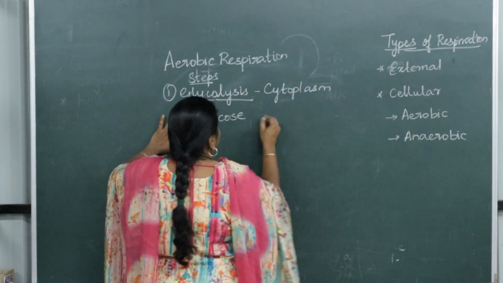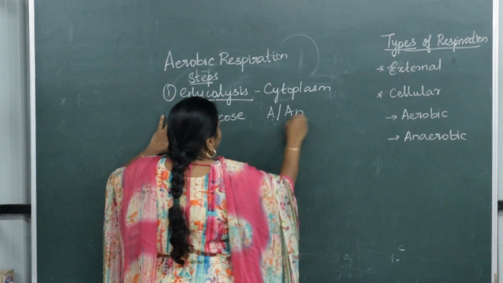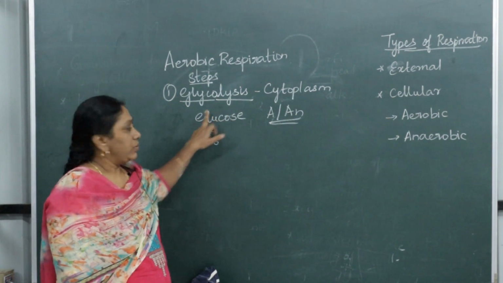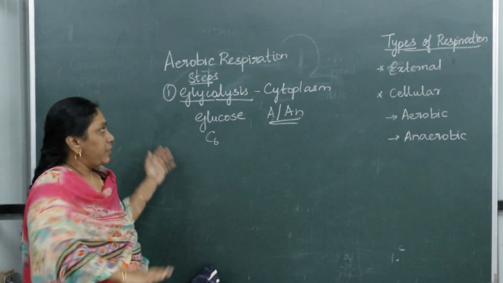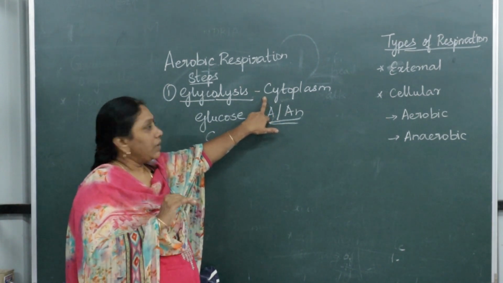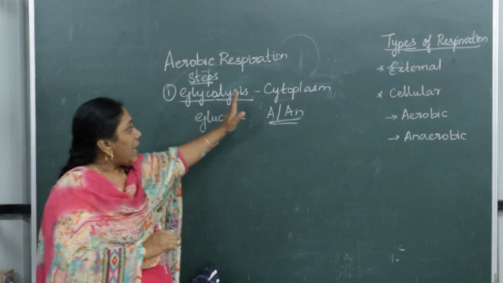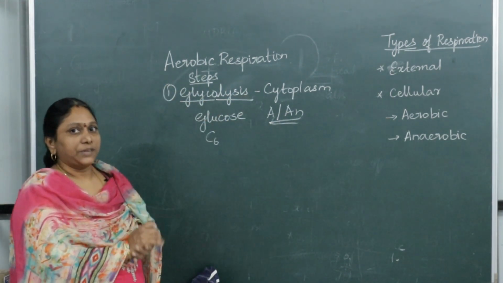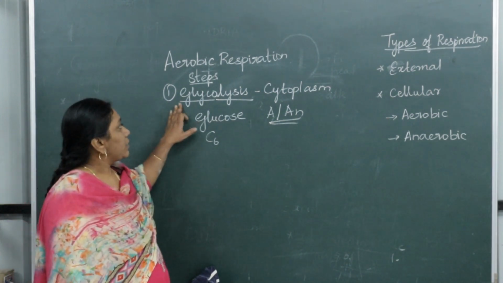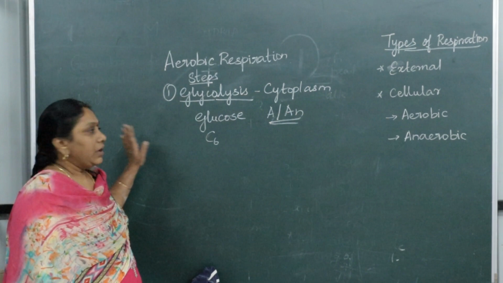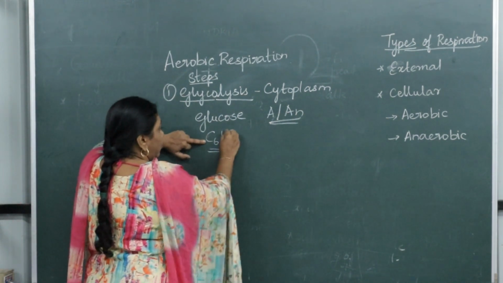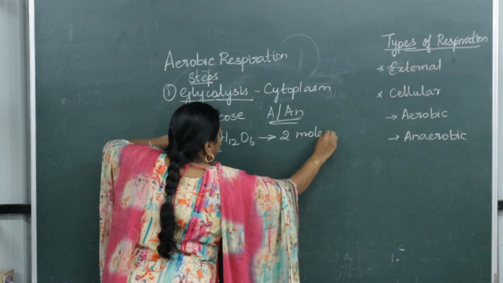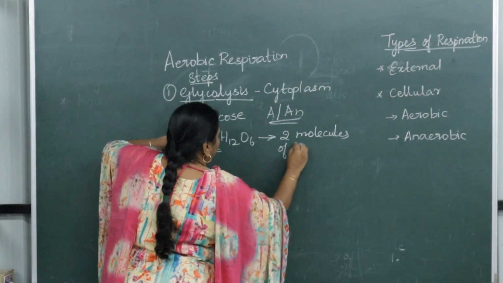The glycolysis process is common for both aerobic as well as anaerobic respiration. Glycolysis: glyco means glucose, lysis means breakdown. The glucose is going to break down into two. Where does it take place? In the cytoplasm. Okay, it takes place in the cytoplasm, and the glycolysis process takes place in both aerobic as well as anaerobic respiration. In both processes the first step is glycolysis. Okay, in glycolysis, the glucose, that is the 6 carbon molecule C6H12O6, is broken down into 2 molecules of pyruvic acid.